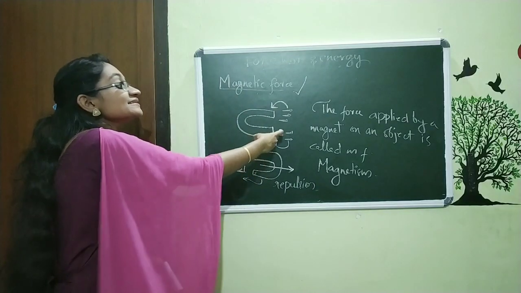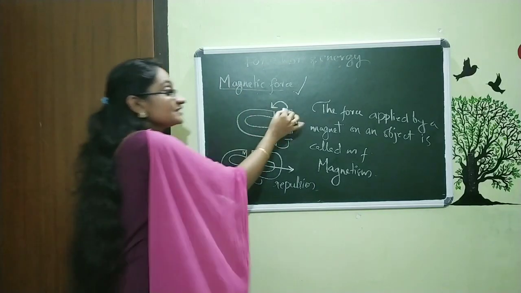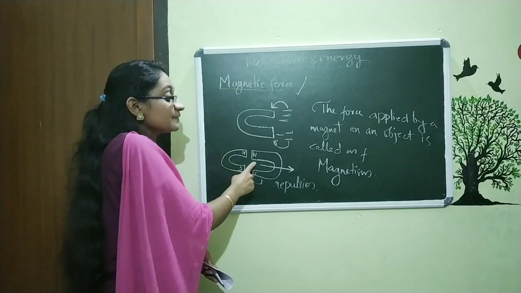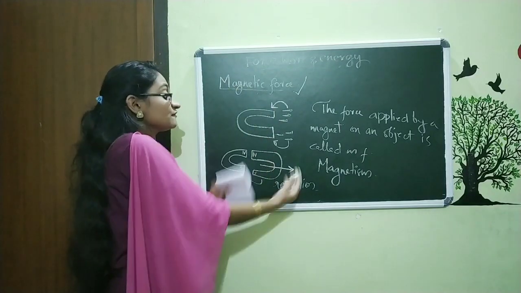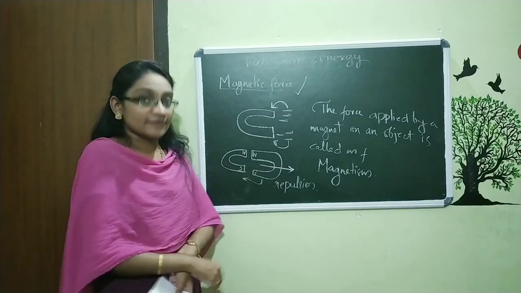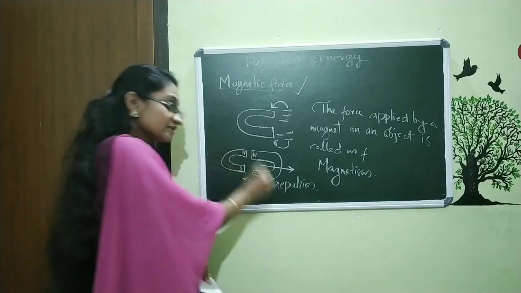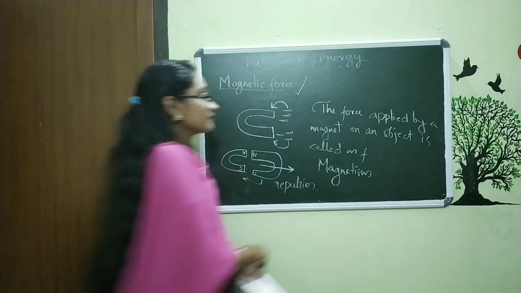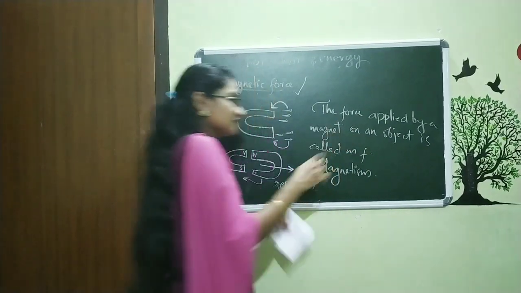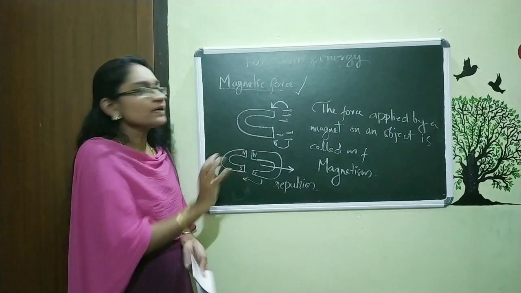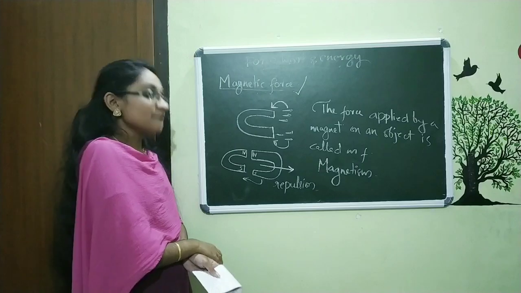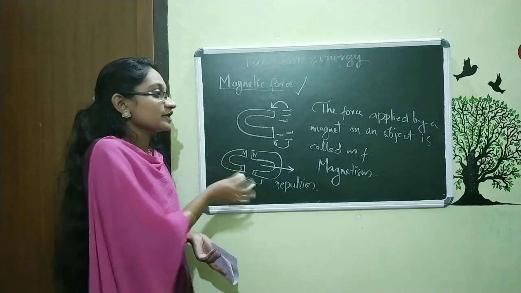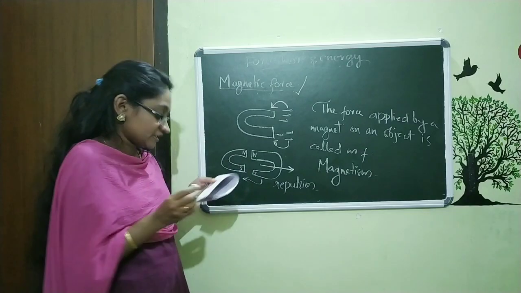Here these nails are attracted, that means they move towards the magnet, and I call it attraction. If the magnet or anything moves away from the magnet, then I call it repulsion. So this is also what we call magnetic force. That's why we say the force applied by the magnet is either attraction or repulsion. The force applied by a magnet on an object is called what? Magnetic force. This is all about magnetic force.